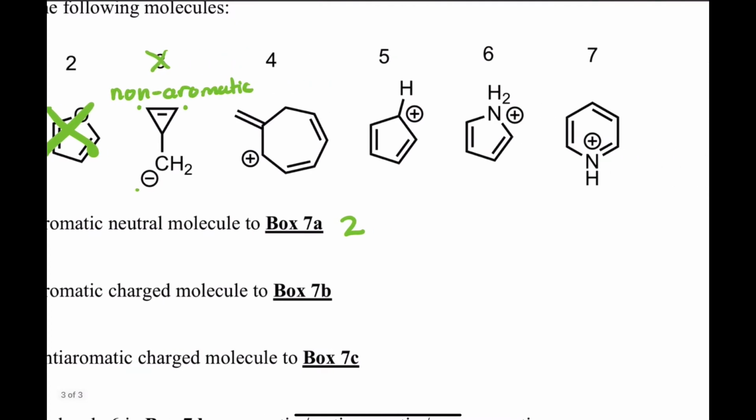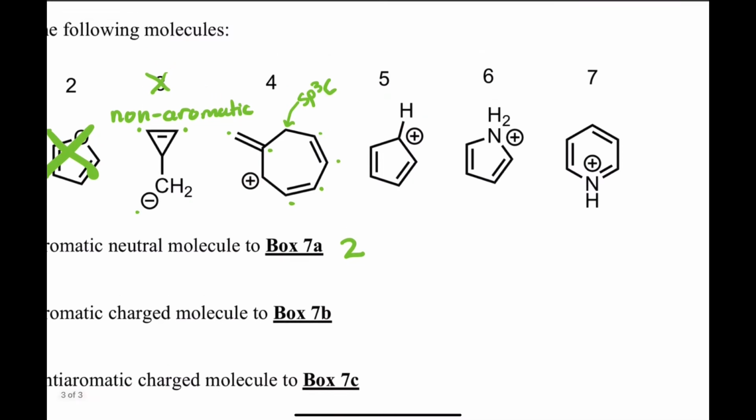Next, let's look at molecule 4. It has 1, 2, 3, 4, 5, 6 pi electrons. However, there is the presence of an sp3 carbon right here. This sp3 carbon interrupts the conjugation as the p orbitals can't communicate with one another because it's wedged right in between. Therefore, this is non-aromatic as well.